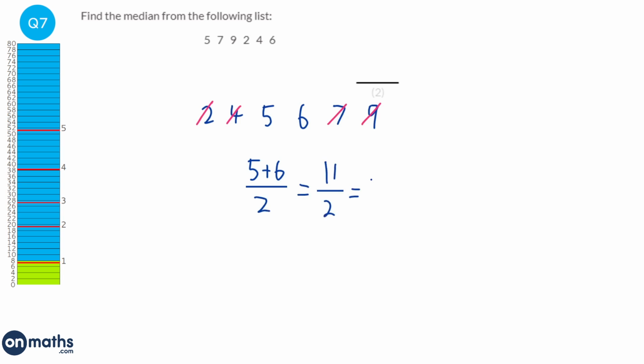And 11 divided by 2 is 5.5. And if you look, 5.5 is exactly halfway between 5 and 6.